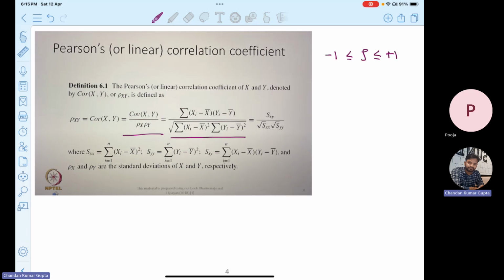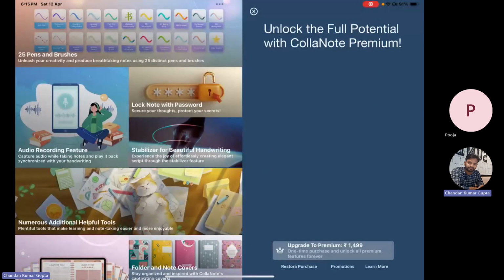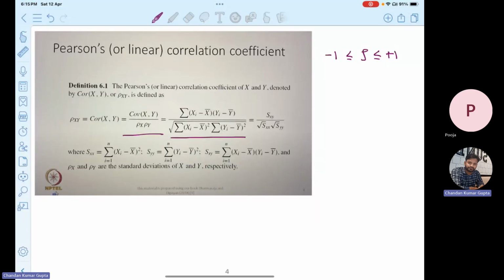Okay, so it ranges from -1 to +1. That means if we are going to calculate the Pearson's correlation coefficient, then the value must lie within the range of -1 to +1, including both.